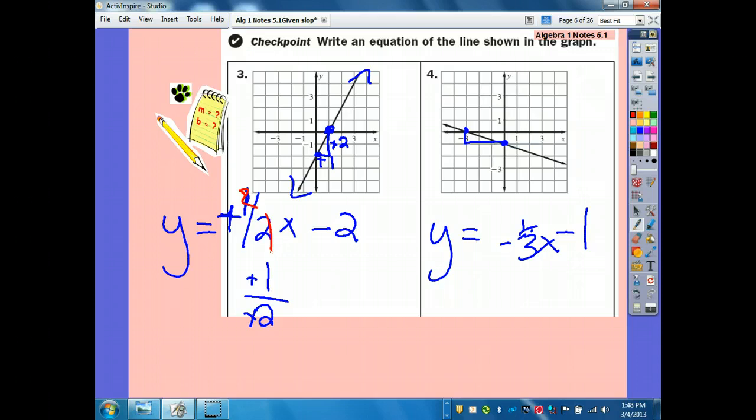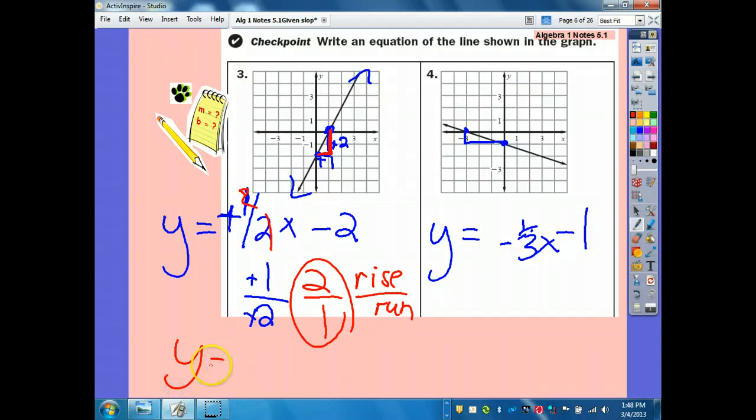Okay, so you don't agree with this positive 1/2? Okay, why not? You're saying that should be 2 over 1? Yeah, because it's running over 1 and going up 2. Because our run is 1 and our rise is 2. And it's rise over run. So it should be what? 2x minus 2. Okay, so this one should be y equals 2x minus 2.